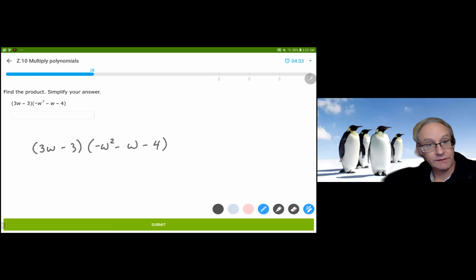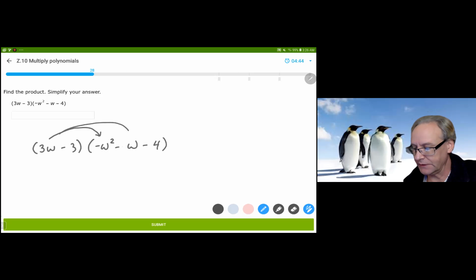Now, what really gets confusing is when you have a trinomial times a trinomial, because you're going to have 9 multiplications. In this case, I'm going to go ahead and distribute my 3w to all three terms and multiply them all out. Now, a lot of people like to write it over here. I like to write it underneath so I have more space, but it doesn't matter. I usually prefer underneath. So I have negative 3w cubed.